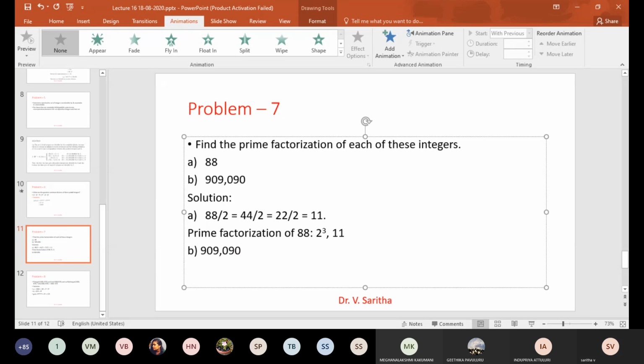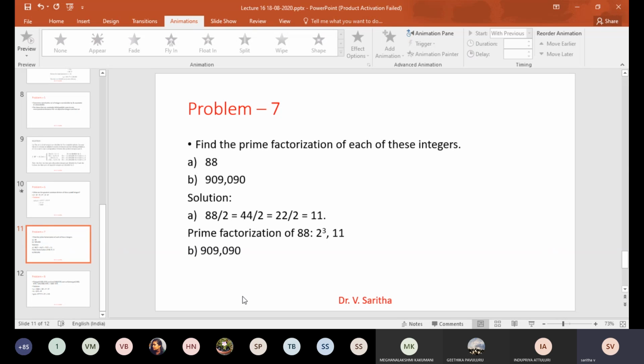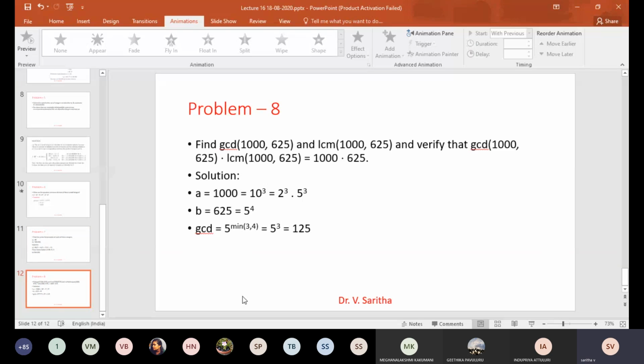909090? It is a big number. I'm leaving this one for you people to solve. Solve it and let me know the answer in the next class. Okay.